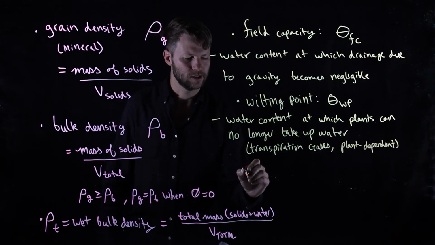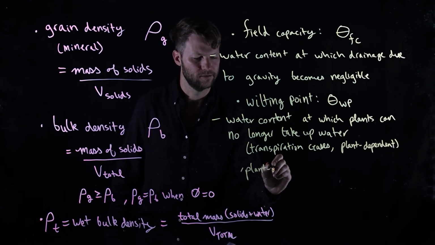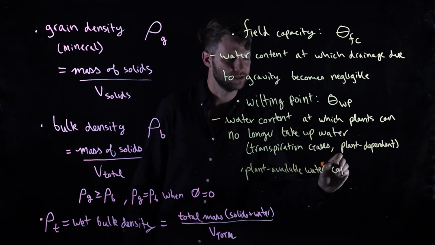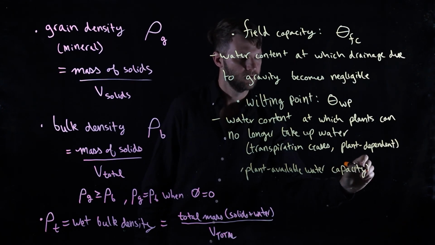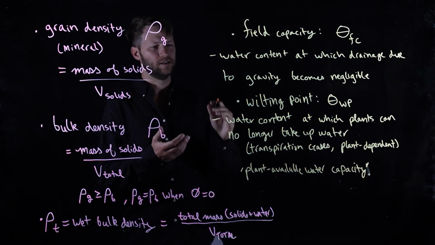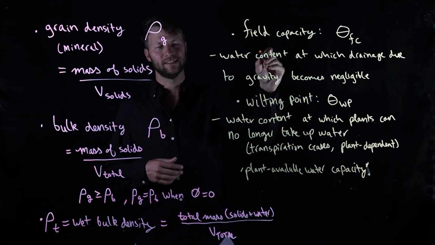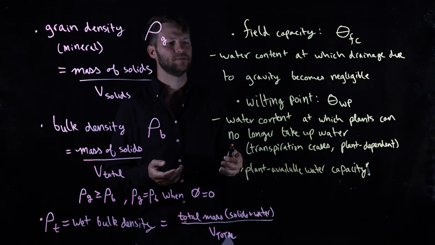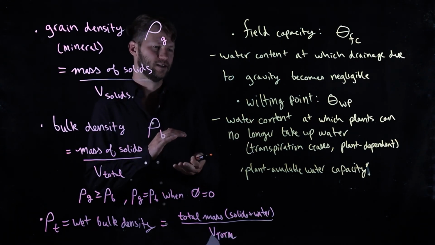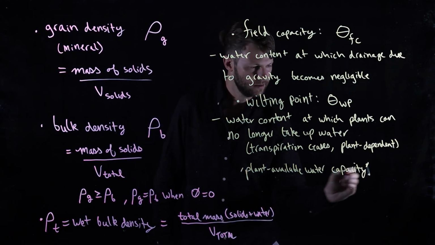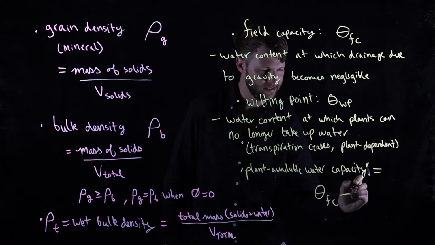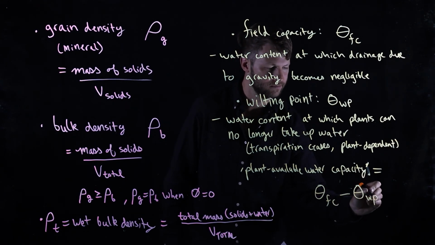A commonly used term is the plant available water capacity of a soil. And this term describes the water content between field capacity, so it rains, it stops draining downwards, and then however long it takes for the plants to no longer be able to use that water, how much water, the difference between those two water contents. And so we will define this as the field capacity water content minus the wilting point water content.